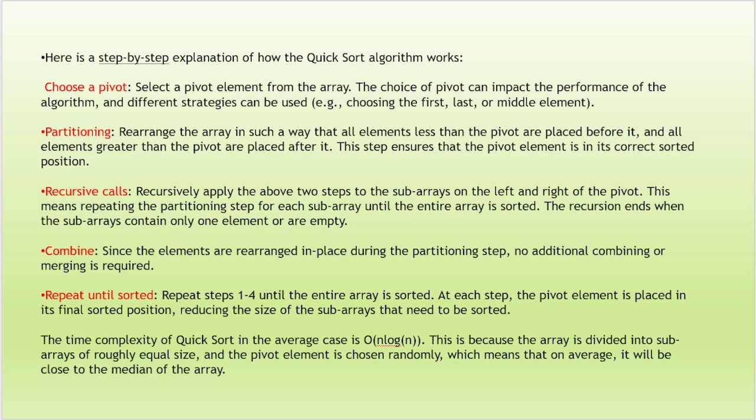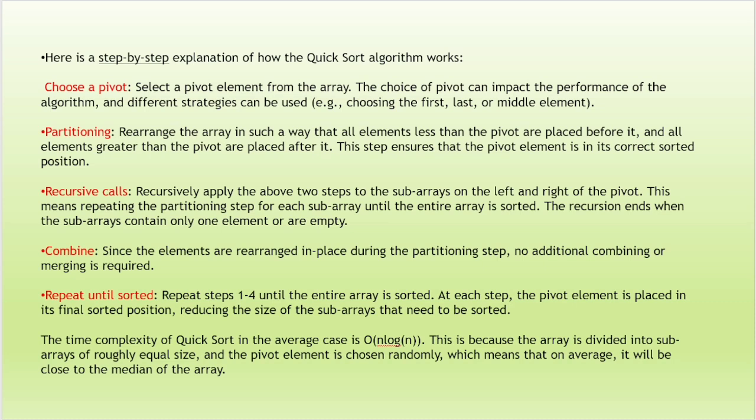Choose a pivot. Select a pivot element from the array. The choice of pivot can impact the performance of the algorithm and different strategies can be used, for example, choosing the first, last or middle element. Partitioning. Rearrange the array in such a way that all elements less than the pivot are placed before it and all the elements greater than the pivot are placed after it. This step ensures that the pivot element is in its correct sorted position.